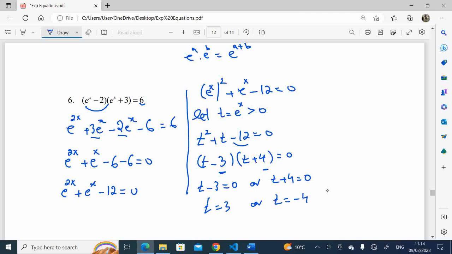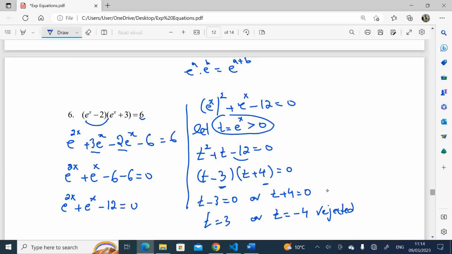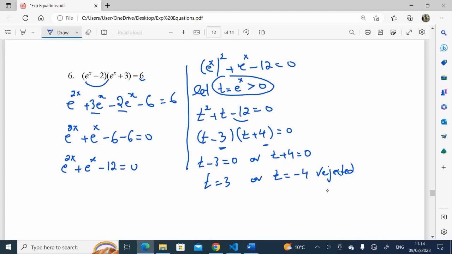So t equals negative 4 is rejected because we have this condition here at the beginning. Now let us solve the second equation, t equals 3. It means e^x equals 3. So ln both sides. So ln e^x equals ln 3. So x equals ln 3.